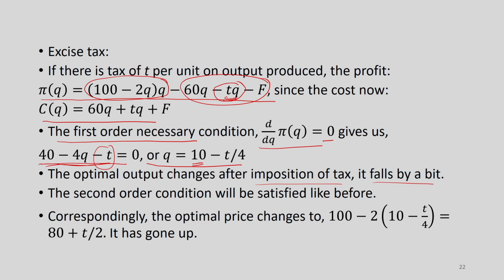Correspondingly, the optimal price also changes. So, I put the optimal quantity in the inverse demand function. So, 100 minus 2 multiplied by the quantity. So, you get 80 plus t divided by 2. So, the price actually has gone up due to the tax. Earlier it was 80, now it is 80 plus t divided by 2.